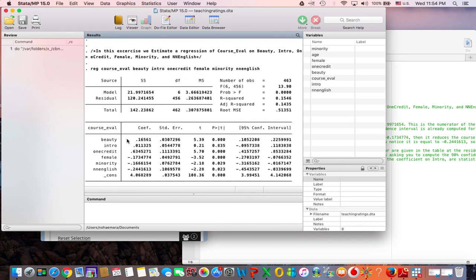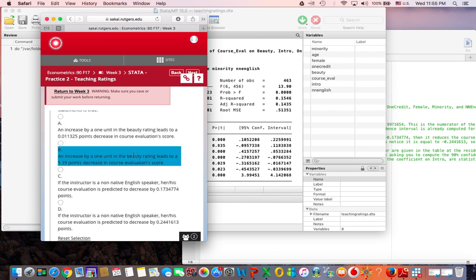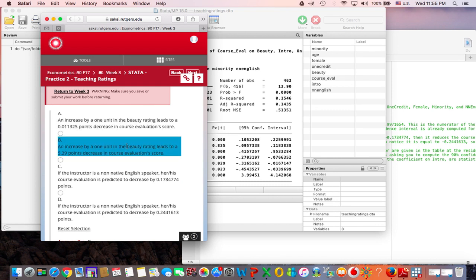And then when you go here, the beauty variable is positive, meaning that the better the physical appearance of the professor, this increases the course evaluation by 0.16561 points, right? So you're looking at beauty 0.16, it doesn't seem to be the answer, right? Because these two numbers are not there.